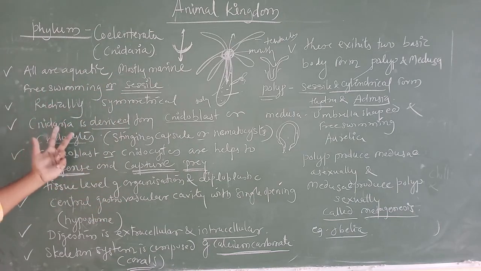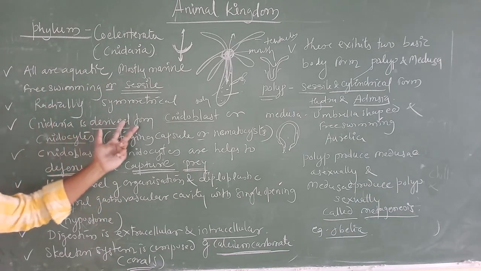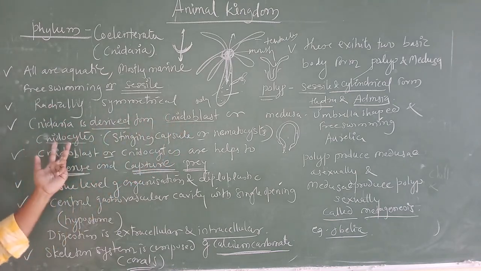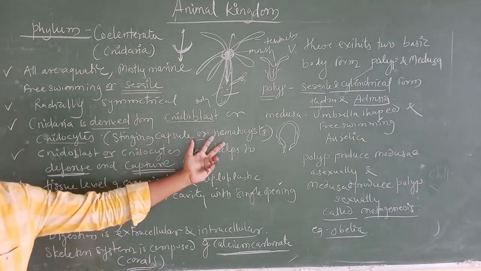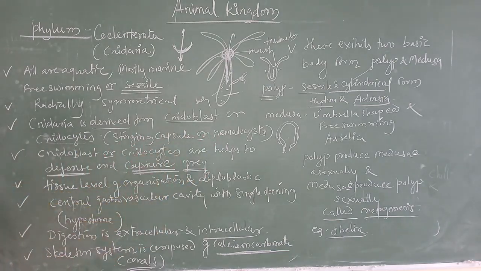Radial symmetrical. Cnidaria is derived from the cnidoblast, or we call it a cnidocyst. These have stinging capsules or nematocytes. What is the function of cnidoblast or cnidocyst? They help in defense and to capture prey.